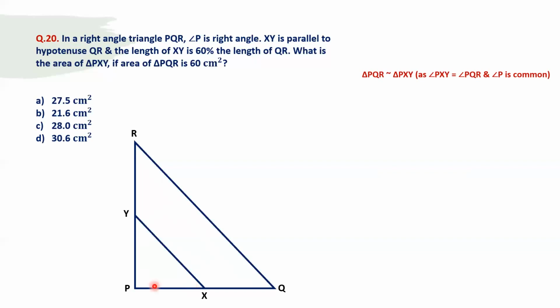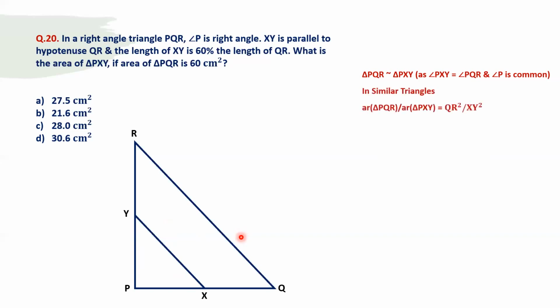Why? So this is triangle PQR and this is PXY. Why are they similar to each other? Because angle P is common in both of them, and these two are parallel lines. XY is parallel to QR. So this angle is equal to this angle, right? Corresponding angles. And this angle is also equal to this angle, corresponding angle. So their corresponding angles are equal to each other. So that's why these are similar triangles.